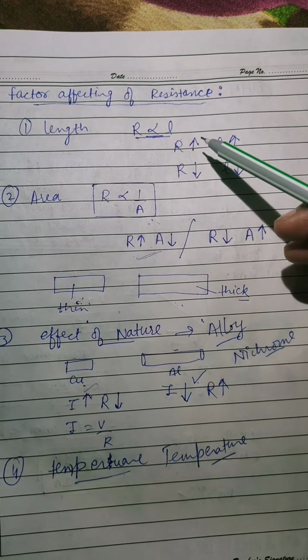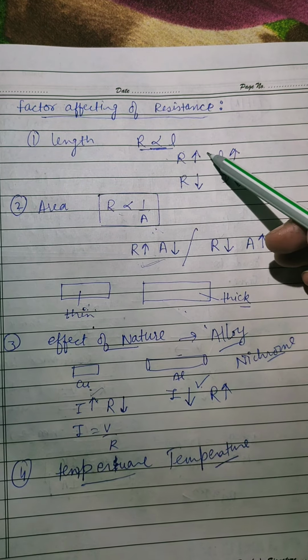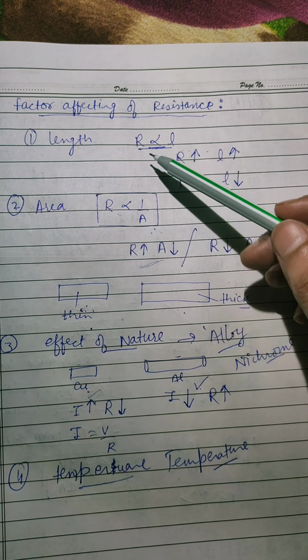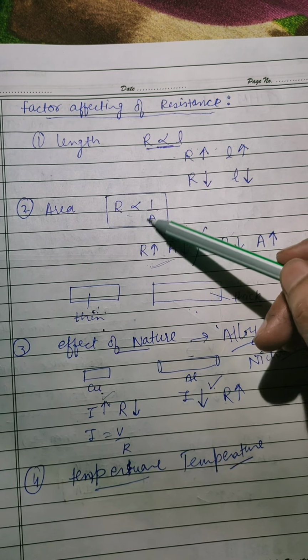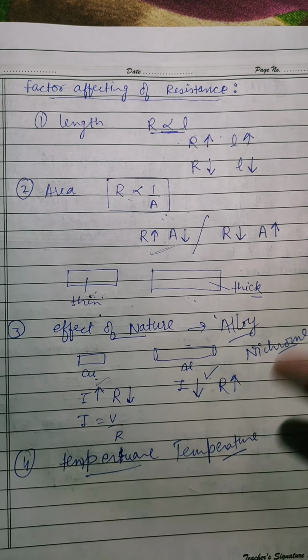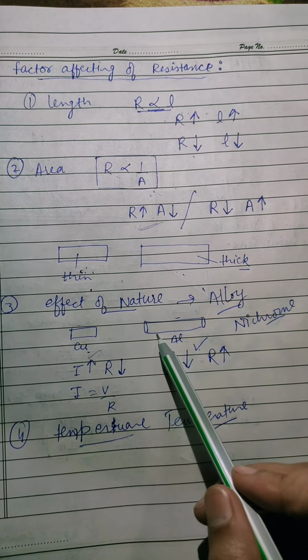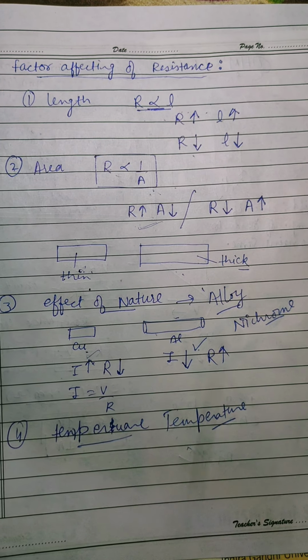Repeat again. First, length, directly proportional. If length is increased, resistance is also increased, and vice versa. Second, area of cross section. If area is increased, then resistance will be decreased, and vice versa. Third, the effect of nature, and the fourth one is temperature.